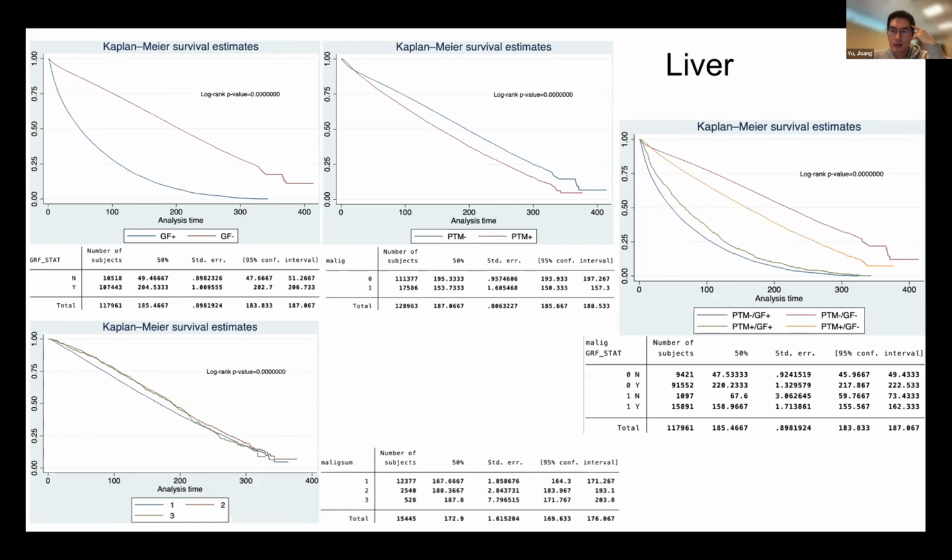And in liver transplantation, interestingly, in subgroup analysis, you can see on the right graph. In the graft failure positive group, the blue and green one, there is better survival with PTM. Oh, interesting. But in the graft failure negative group, the red and orange one, there is poor survival with PTM. Anyway, it's obvious, you can see it in the graph.